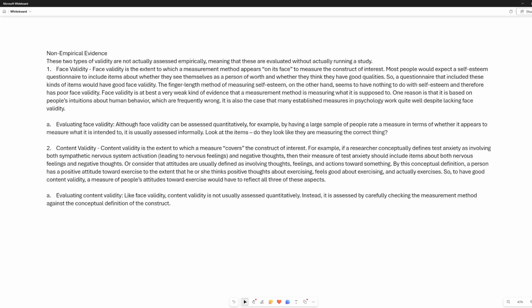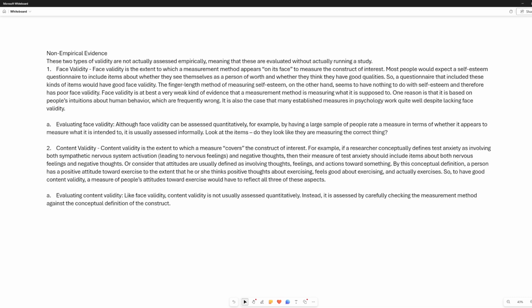Hi everyone, today we're going to learn a little bit more about validity, because when we measure something in psychology or other sciences as well, we want to make sure that our measure is both reliable and valid. Reliability asks, is this measure measuring one and only one thing, while validity asks, is it measuring the correct thing? And we want to make sure that our measure has both of these, that they are reliable and they're valid.